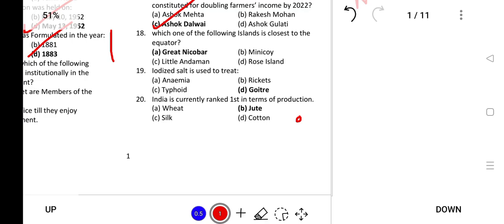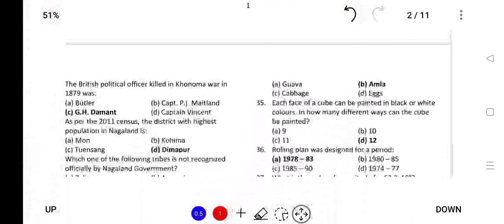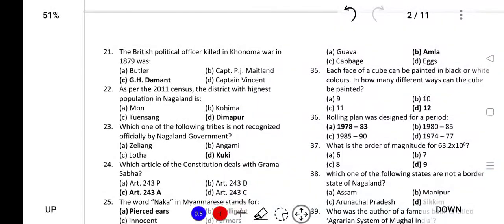Iodized salt is used to treat goiter. India is currently ranked first in jute production. The political officer killed in Kohima. As per the 2011 census, the district with the highest population is Dimapur, and the lowest population is Longleng.